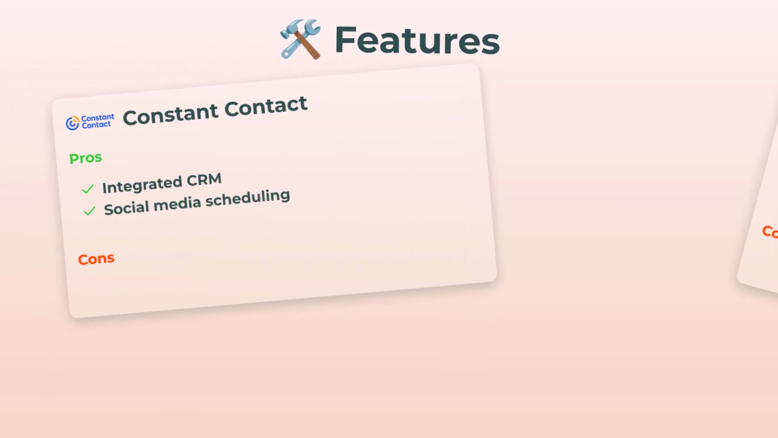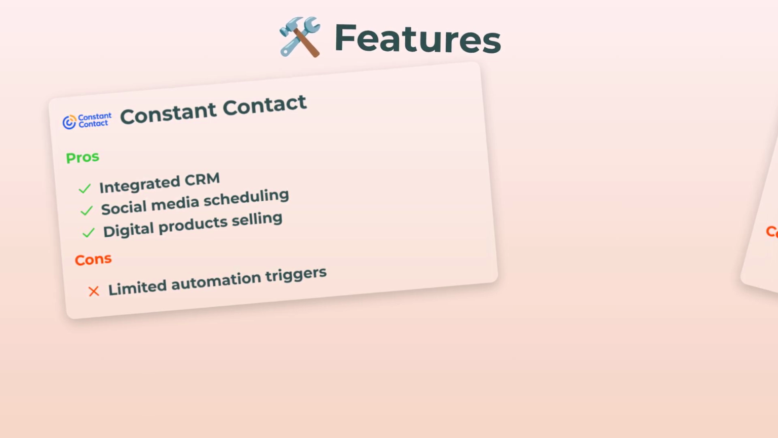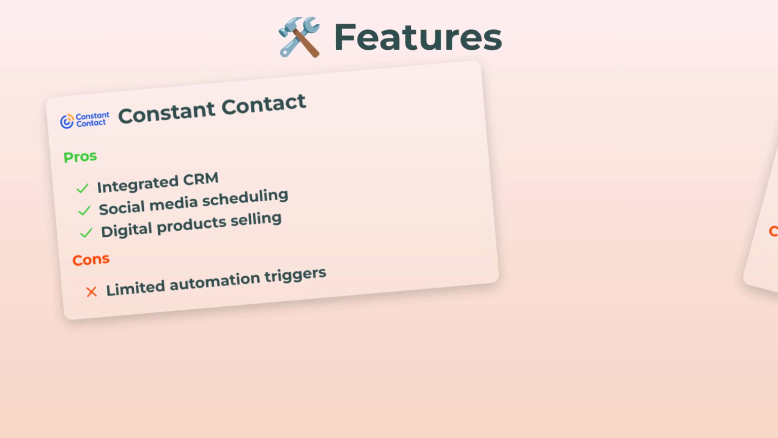This is where things get juicy. Constant Contact throws in a built-in CRM, so tracking contacts is a breeze. They even do social media scheduling and let you sell digital products. For an all-in-one vibe, it's pretty hard to beat. Only thing, if you crave advanced automation, you might find their triggers a bit basic.